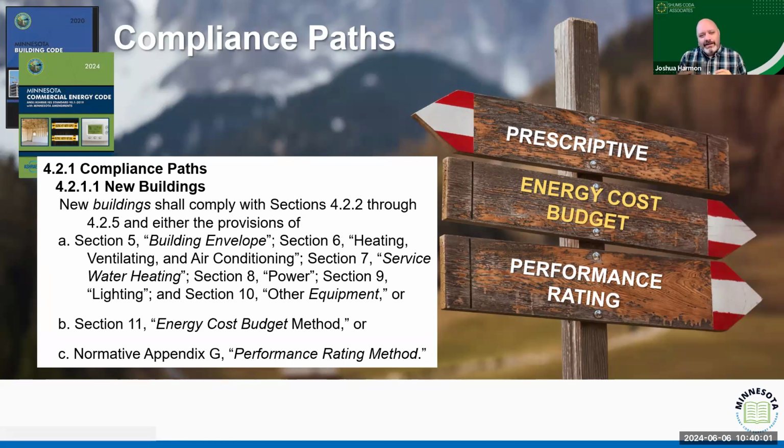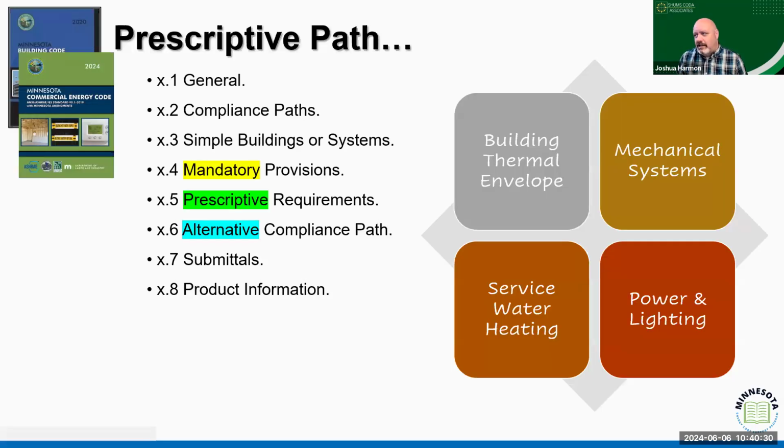So you have prescriptive compliance. You have energy cost budget calculations, where you're looking at the cost to operate that building versus a standard design of the same size and capacity, or same design and certain expectations. And then you have the performance rating, which is, again, another analysis looking at how that building is performing, not necessarily dollar for dollar, but as a system. So again, there are alternatives that we can look at, and they're going to have different things that they have to comply with or demonstrate and document for us as far as a project.